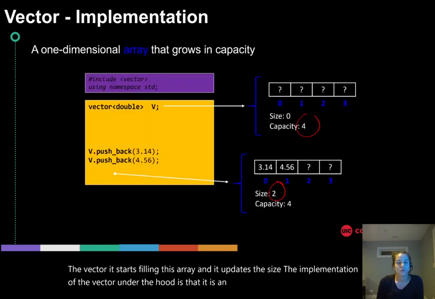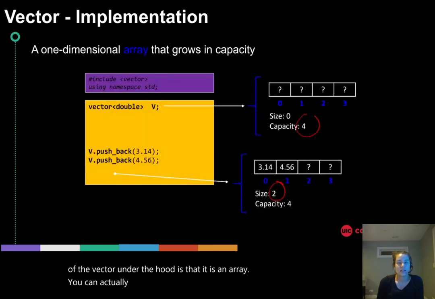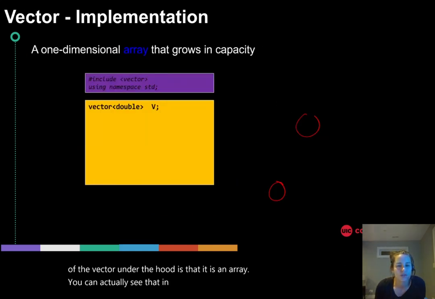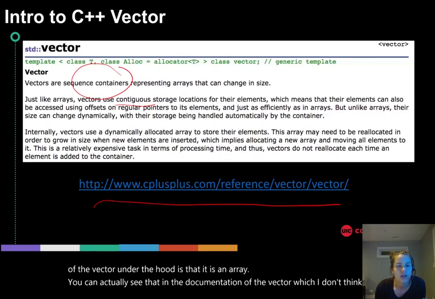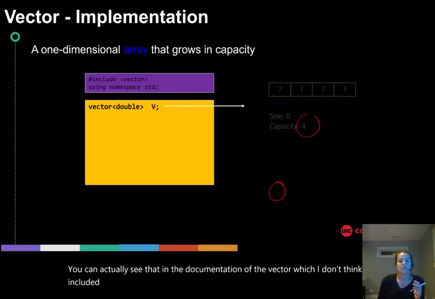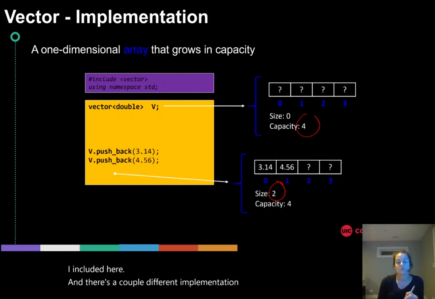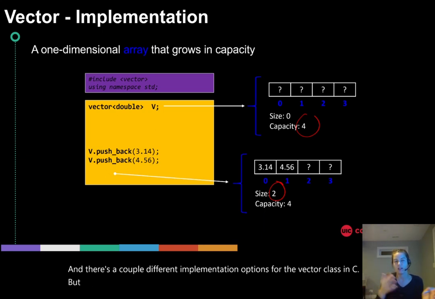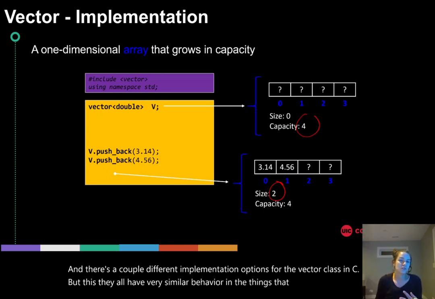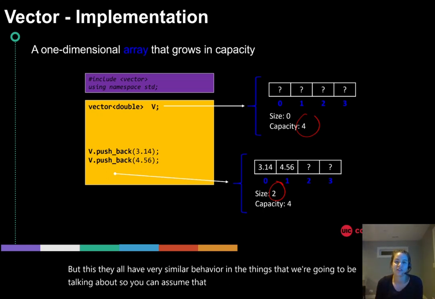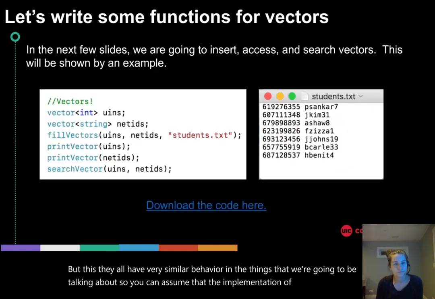You can actually see that in the documentation of the vector, which I don't think I included here. There are a couple of different implementation options for the vector class in C++, but they all have very similar behavior in the things that we're going to be talking about. So you can assume that the implementation of the vector is an array.